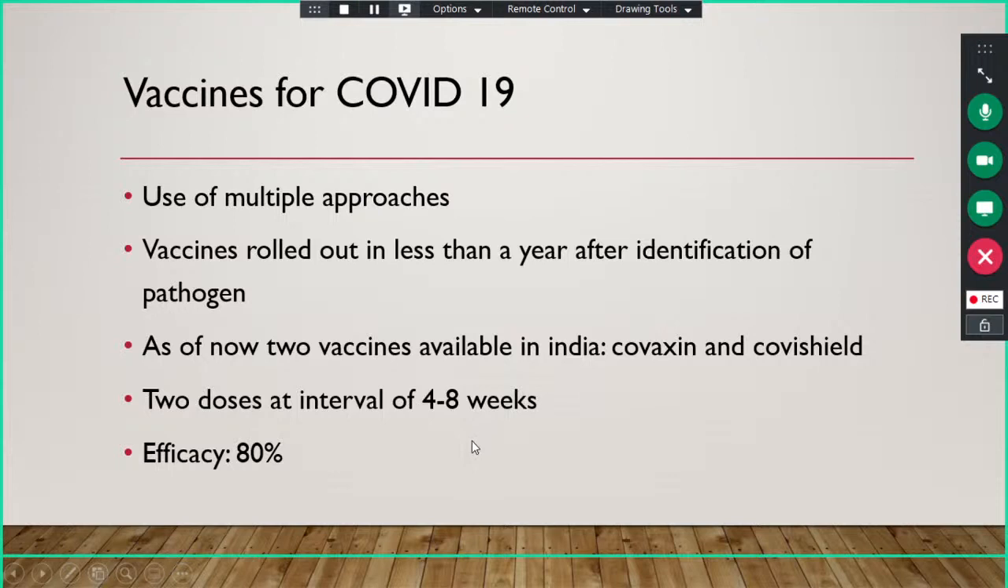Initially, they were being given every 4 weeks, but now with our experience, increasing the duration between the two doses may improve the efficacy. That's why now you can get the two doses between 4 to 12 weeks, and efficacy for most of the vaccines is more than 80%.